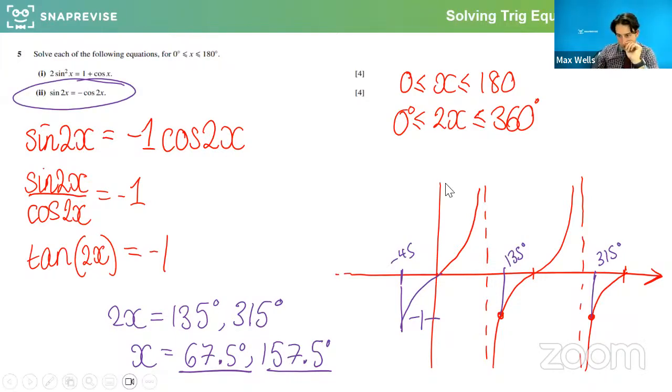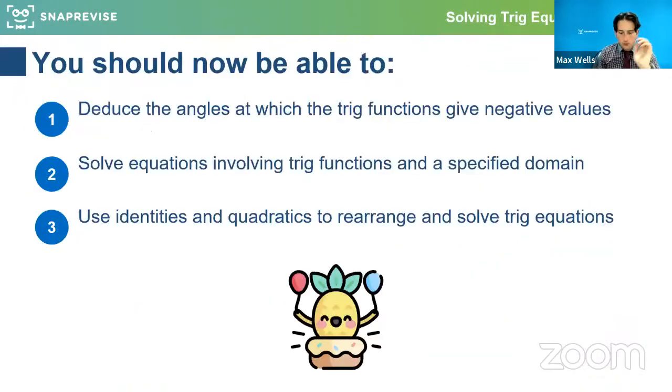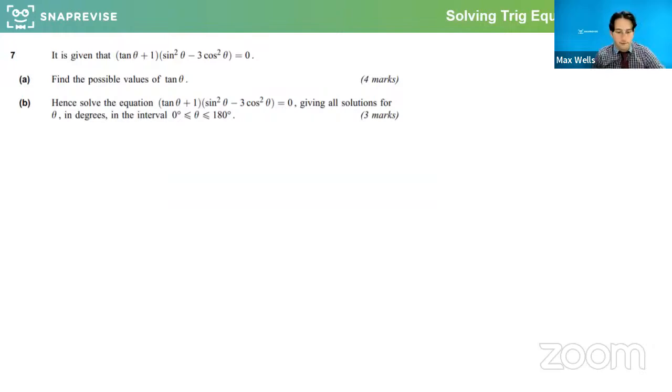Okay, very good. So I think there's one final little question to look at. Yes, there is. This one is already factorized for us, and it says, given that's the situation, find the possible values of tan theta. Now, from this bracket, you might think, well, that's really easy. Tan theta equals minus 1.